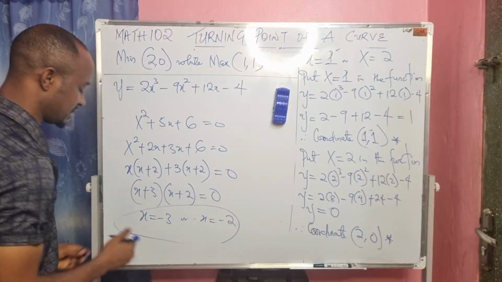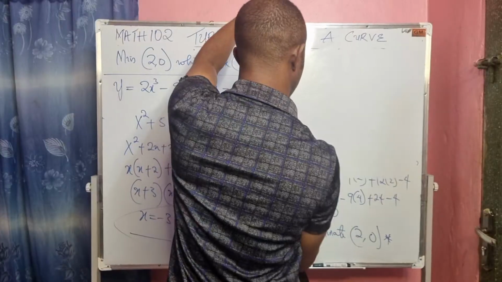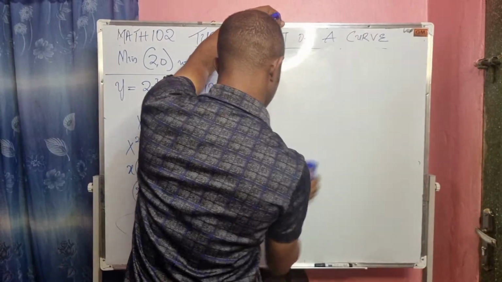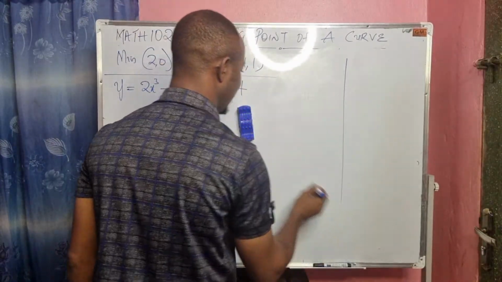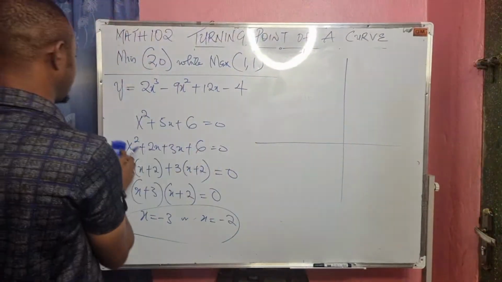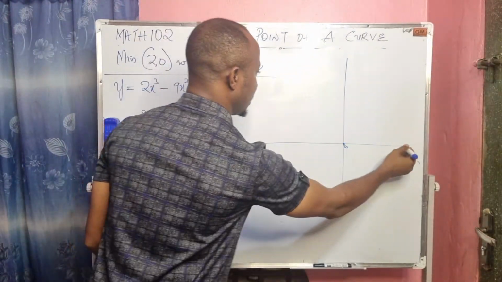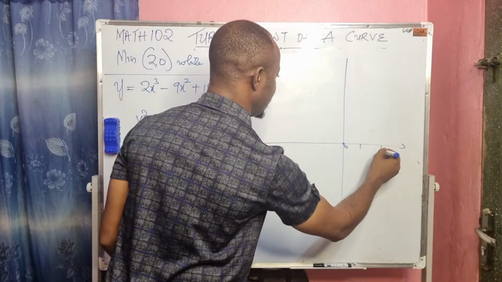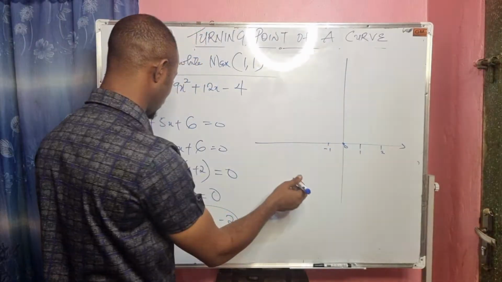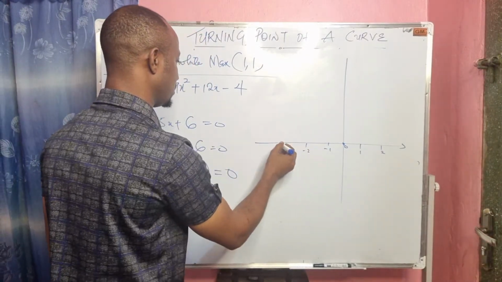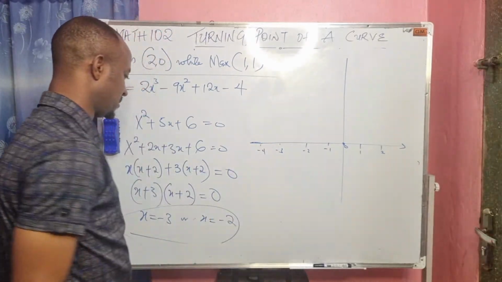What does this mean? It simply means that if I'm to sketch this curve, I have a Cartesian diagram, and this is the origin, the 0 point. Every number here is positive, while numbers here are negative: minus 1, here we have minus 2, minus 3, and minus 4. Is that clear?